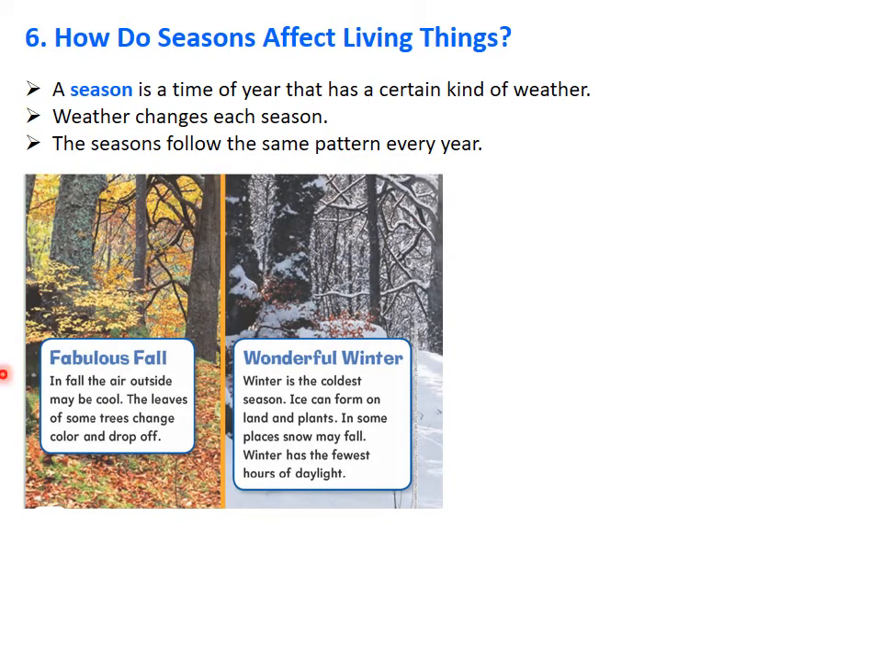Fabulous fall. In fall, the air outside may be cool. The leaves of some trees change color and drop off. Wonderful winter. Winter is the coldest season. Ice can form on land and plants. In some places, snow may fall. Winter has the fewest hours of daylight.